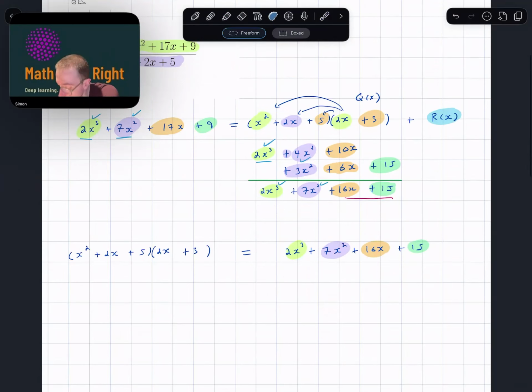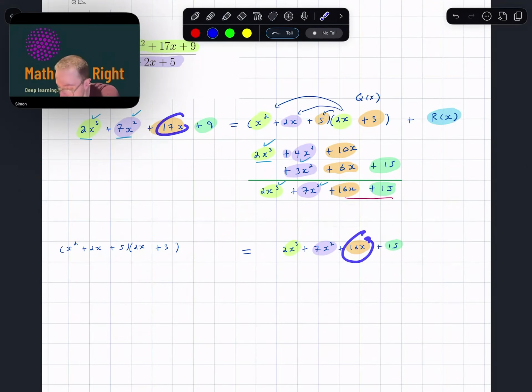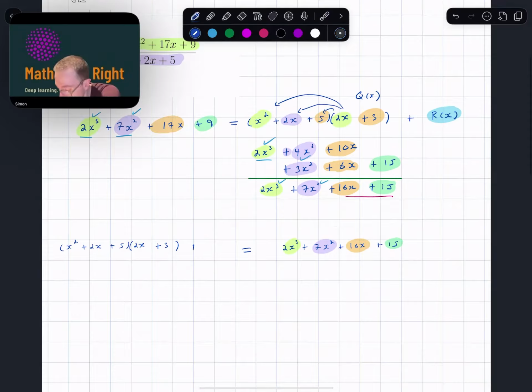What is the remainder going to be? Well, I just look at the 17x, and I think, what do I have to add to 16x to make it 17x? Well, we have to add x, right? Plus 1x is going to make the 16x into 17x. How do I turn the 15 into a 9? We subtract 6. So we subtract 6 here.